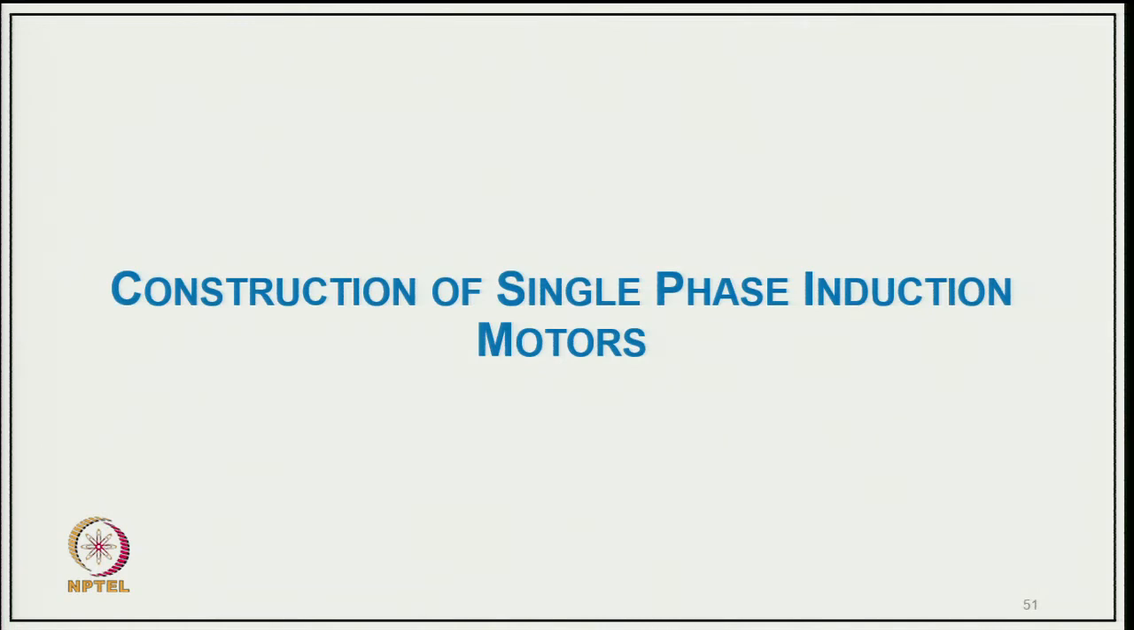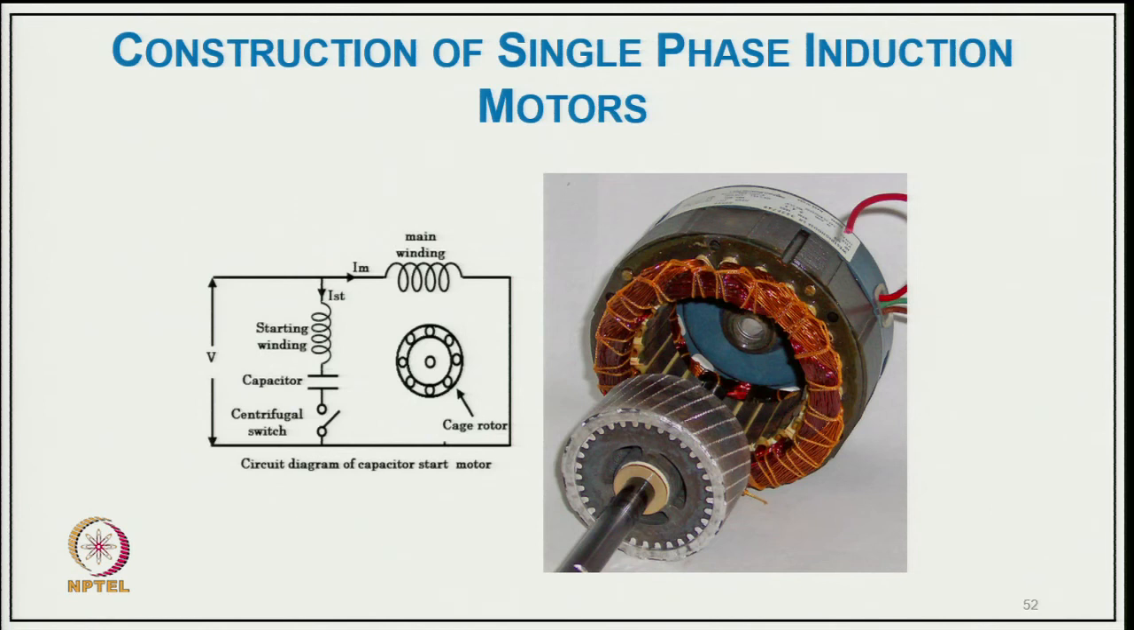Now, coming to the construction of the single phase induction motor. We have the squirrel cage rotor, similar to the 3 phase, and we have a winding in the stator. We have 2 windings, the main winding and the auxiliary winding, and the auxiliary winding we call the starting winding. We normally have a capacitor in series and then a centrifugal switch, which is used only in the capacitor start motor.